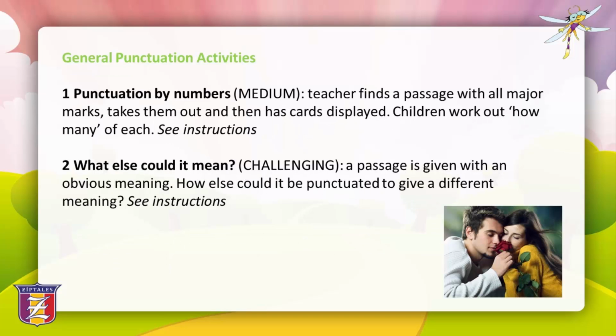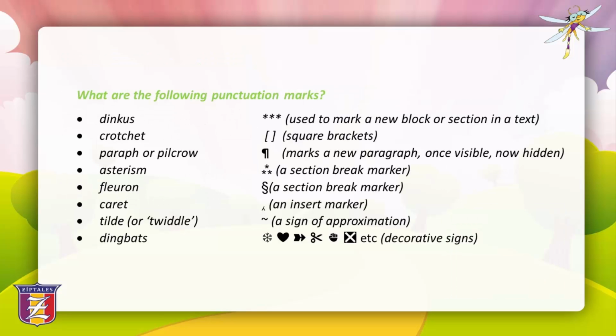And now, 2 activities that put them all together. General punctuation activities. 1. Punctuation by numbers. The teacher finds a passage with all the major marks, takes them out, and then has cards displayed. Children work out how many of each. 2. What else could it mean? A passage is given with an obvious meaning. How else could it be punctuated to give a different meaning?